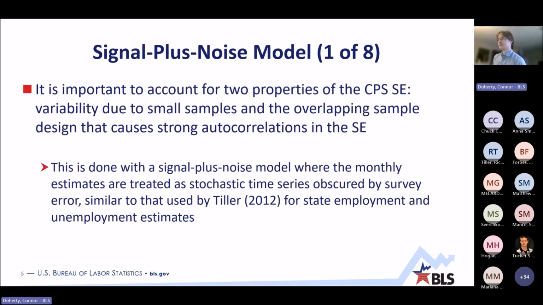So now let's talk a little bit about our model and the information that comes with that. So with the CPS sampling error, there are 2 things that we're going to need to account for. The first is variability due to small samples, and the other is the overlapping sample design. That was the 4-8-4 design, and this causes strong autocorrelations in the sampling error. The way we account for these is with a signal plus noise model, where the monthly estimates are treated as a stochastic time series obscured by survey error. And this is similar to what's currently being used by Dick Tiller for state employment and unemployment estimates.